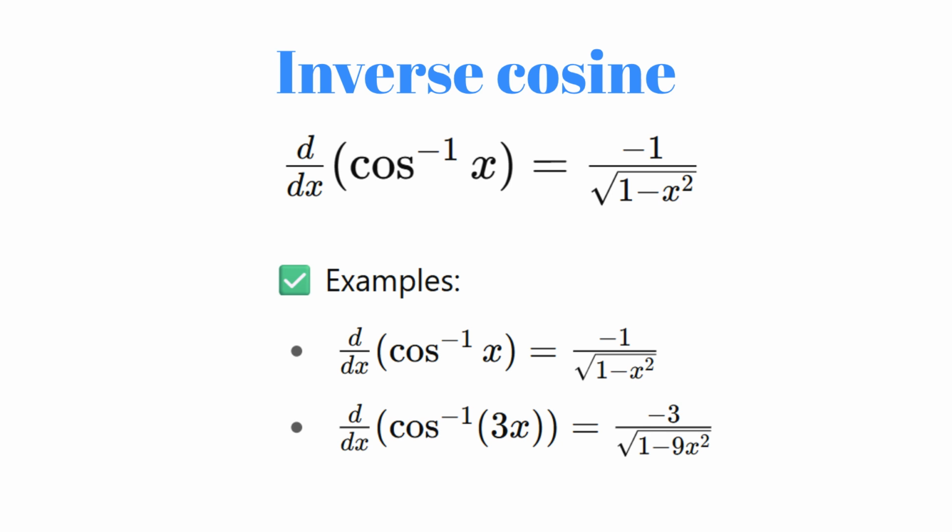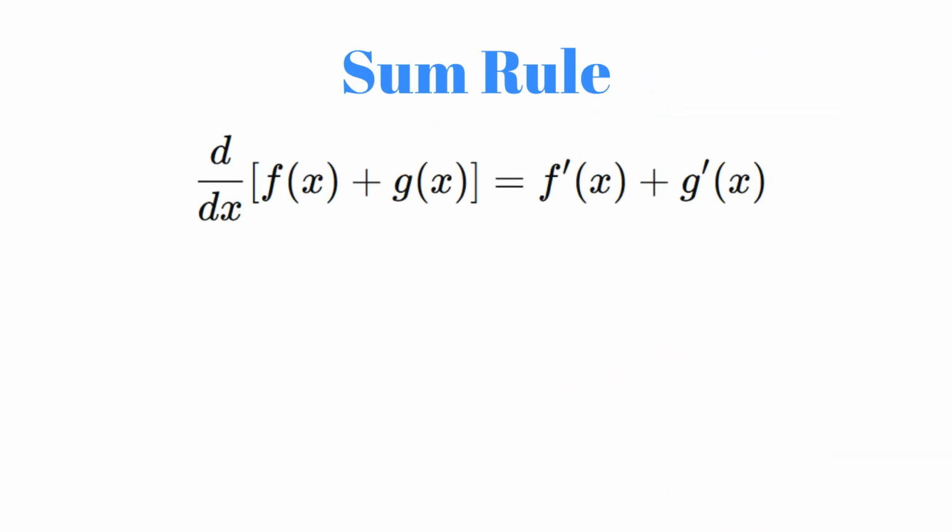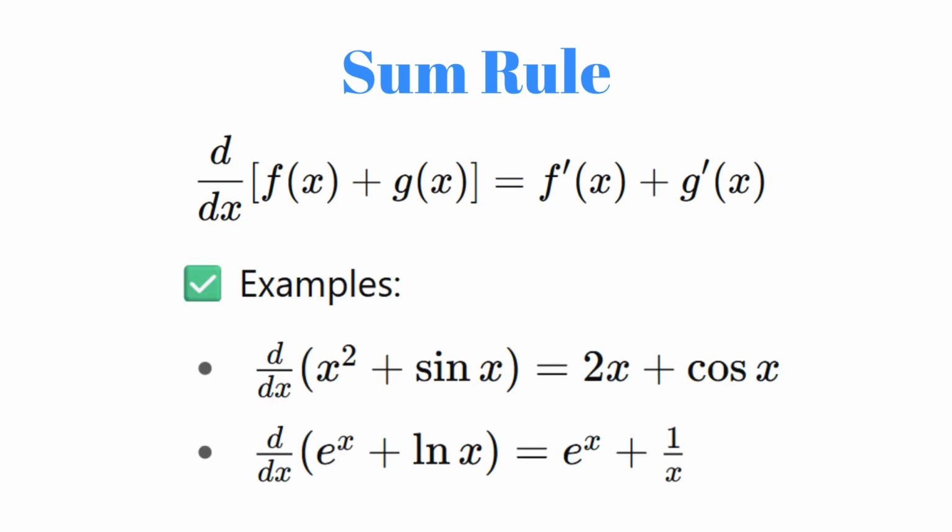Sum rule. The derivative of a sum is the sum of the derivatives. First example, the derivative of x squared plus sine x is 2x plus cosine x. Second example, the derivative of e to the x plus natural log x is e to the x plus 1 over x.